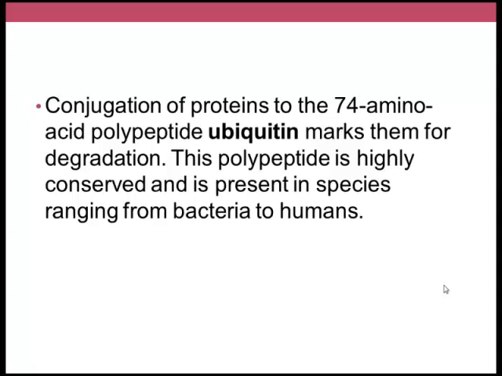Conjugation of proteins to the 76 amino acid polypeptide ubiquitin. We have a certain protein in the cell called ubiquitin. This ubiquitin marks proteins for degradation. So once these proteins combine with ubiquitin in a process called ubiquitination, the protein is marked for degradation. This polypeptide, ubiquitin, is highly conserved and is present in species ranging from bacteria to humans.